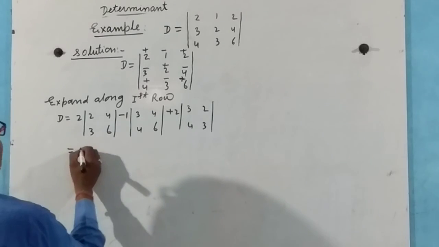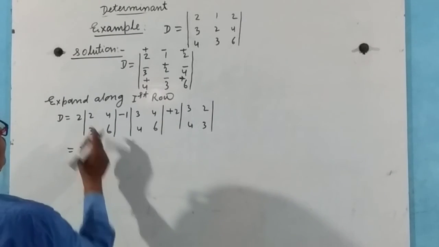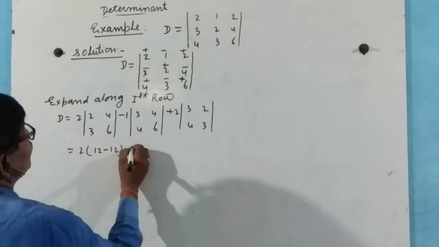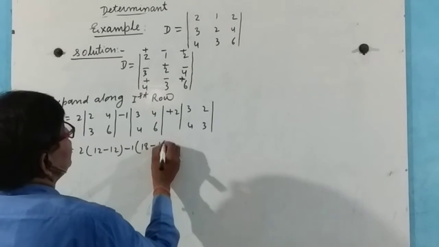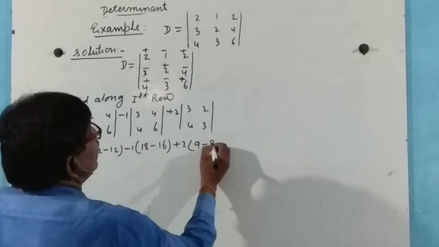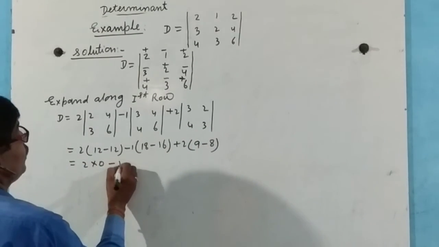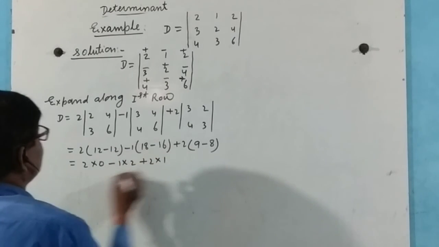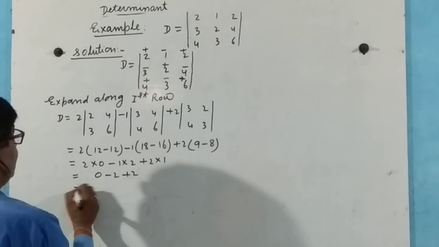Now this is equal to cross multiplication, 6 2 are 12 minus 4 3 are 12 minus 1, 6 3 are 18 minus 4 4 are 16 plus 2, 3 3 are 9, 4 2 are 8, and this is equal to 2 into 0 minus 1 into 2 plus 2 into 1. This is equal to 0 minus 2 plus 2, that is also 0.